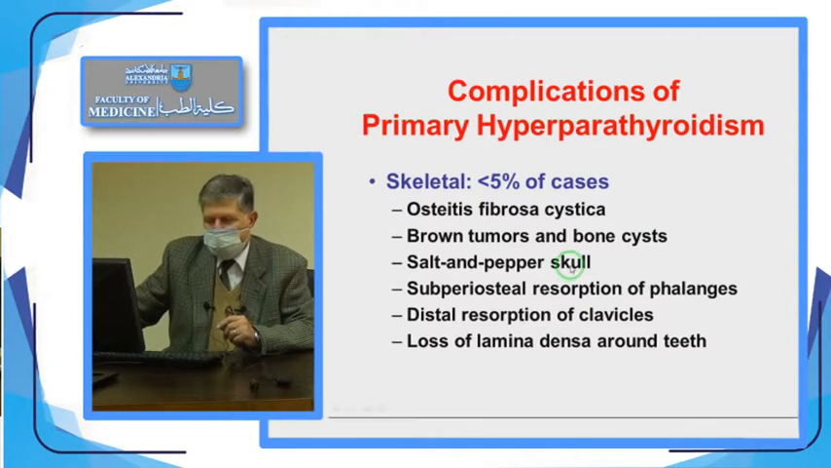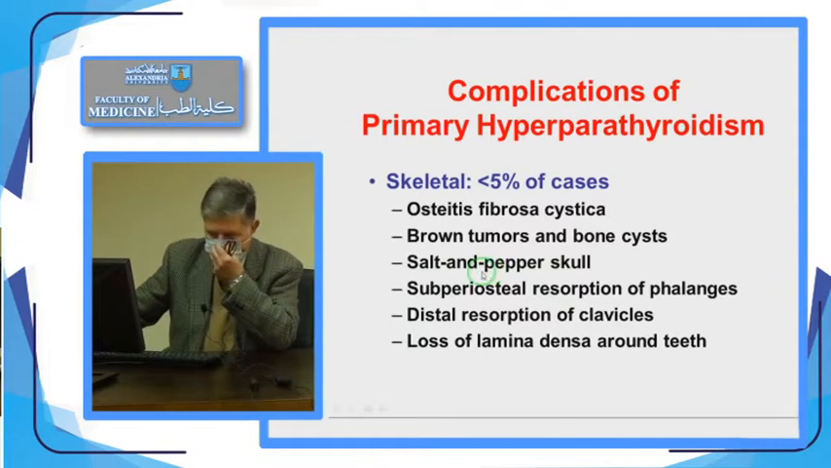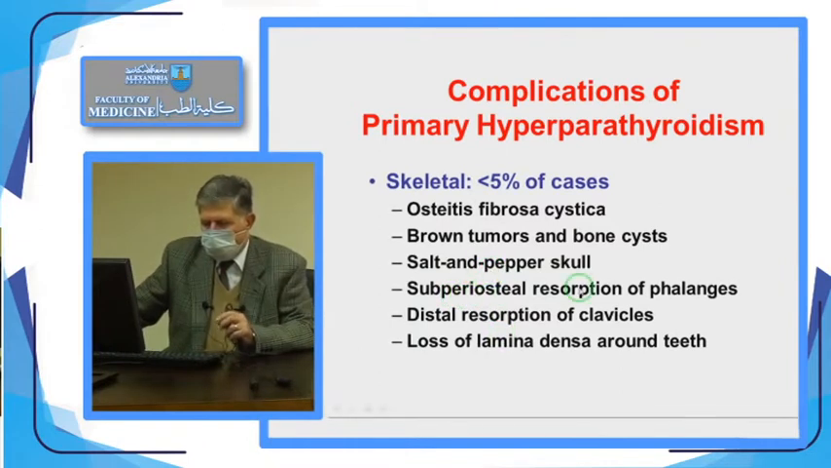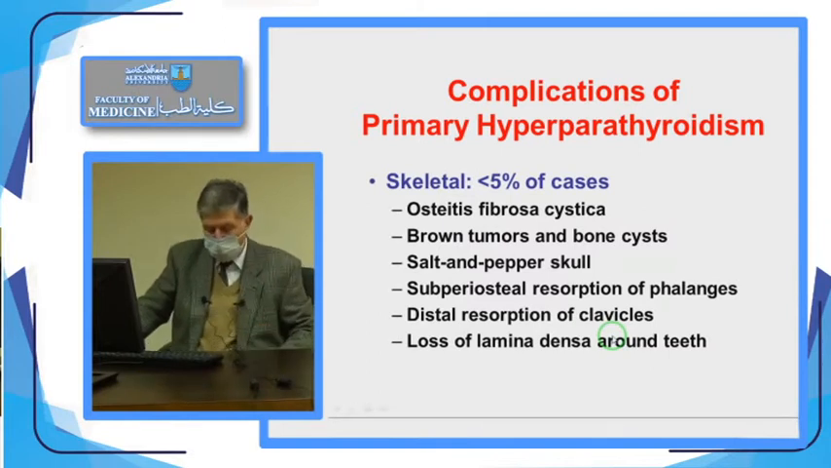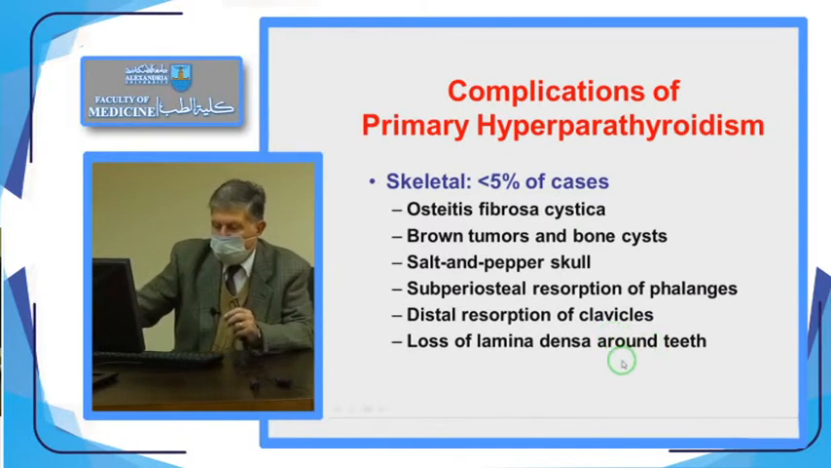Also, there are lytic lesions in the skull. It gives you an appearance of salt and pepper. I will show you the radiographs of our patients. Resorption, particularly in the subperiosteal part of the phalanges. Distal resorption of the clavicle, where the terminal or lateral third of the clavicle is eaten. And lastly, but not least, is the affection of the teeth and loss of lamina dura around the teeth, leading to early loss of teeth.